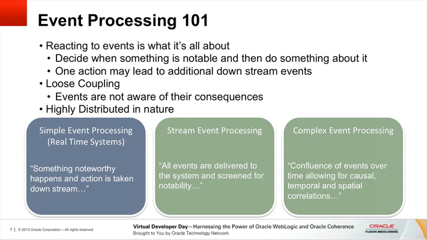There are three categories of event processing systems. The first is simple event processing, which is often what real-time systems are based on. Something noteworthy happens and some action is taken downstream. There's stream event processing, where all events are delivered to the system and screened for notability. And finally, there's complex event processing, which is the confluence of events over time, which allows for the causal and temporal and spatial correlations. We're going to focus today on simple event processing or real-time systems.